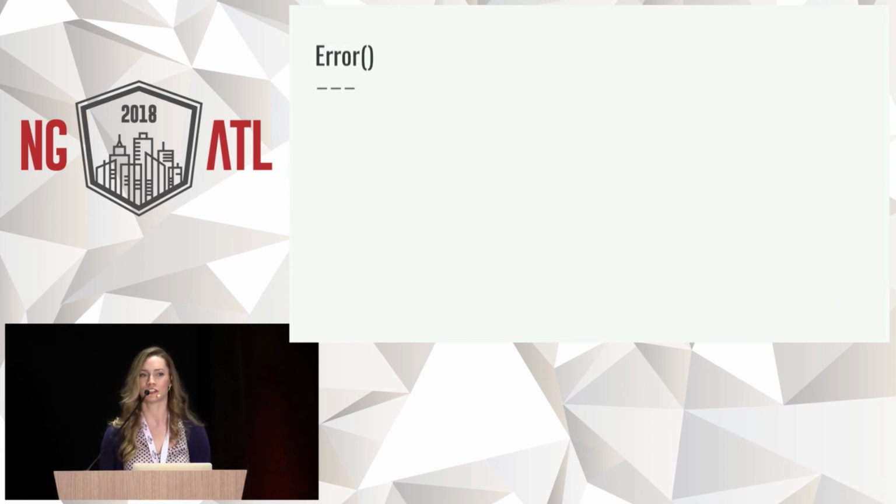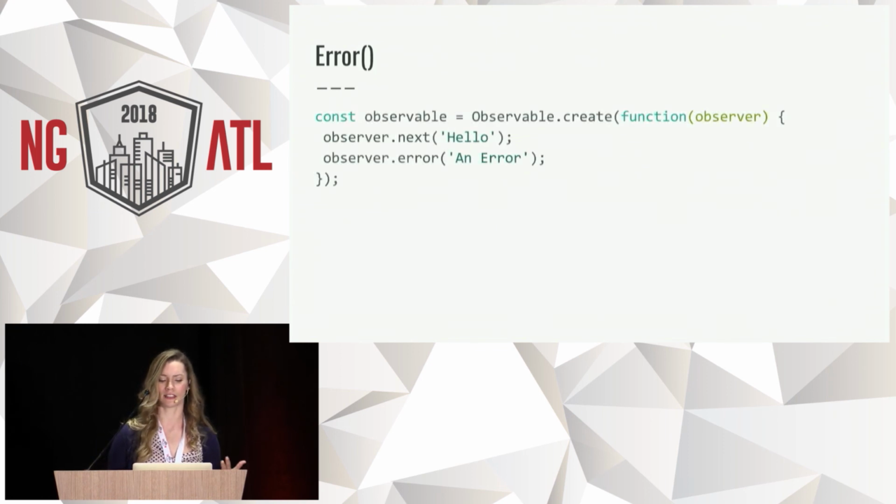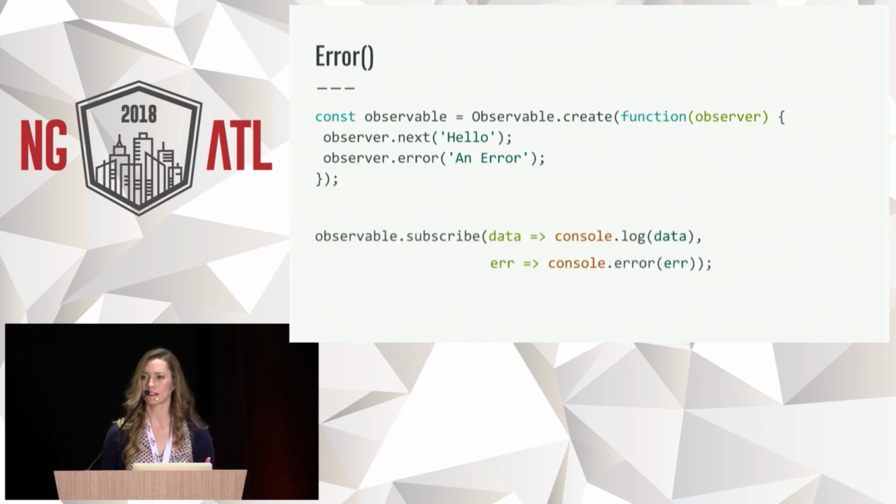Another way of emitting notifications is using the error method. And as the name implies, it's for notifying our observer that an exception has occurred. So we're going to have a similar example of an observable. We're going to pass some data using next, and then we're going to call the error method and pass in a string. In order to see this value, we need to pass in the first callback to handle next. The second callback is always for handling errors. So we're going to print out both values. And when we execute this, we'll see, as we expect, hello, and then an error.